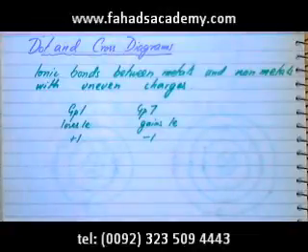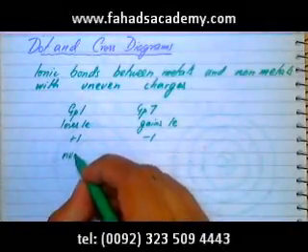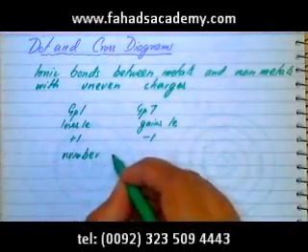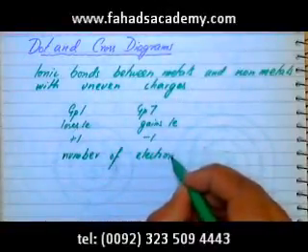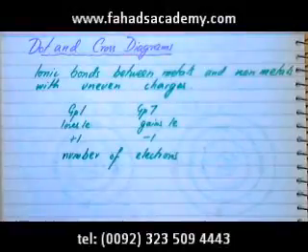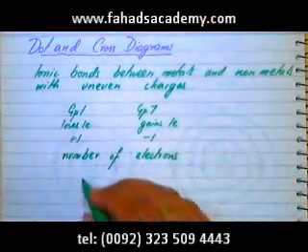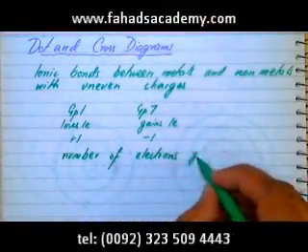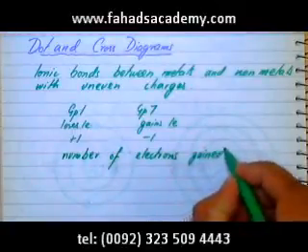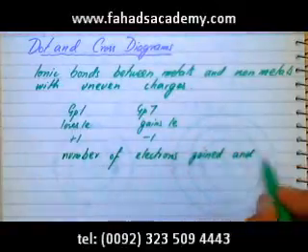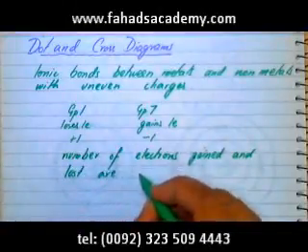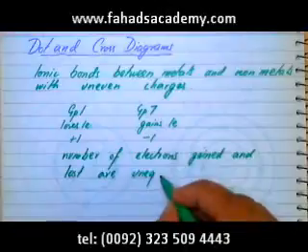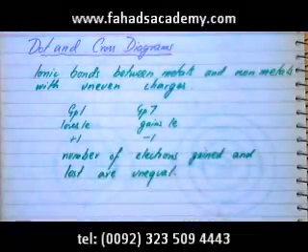The number of electrons lost and gained were equal in the previous examples that we did, but now the number of electrons gained and lost are unequal. So we're going to study cases in which the number of electrons gained or lost are unequal.